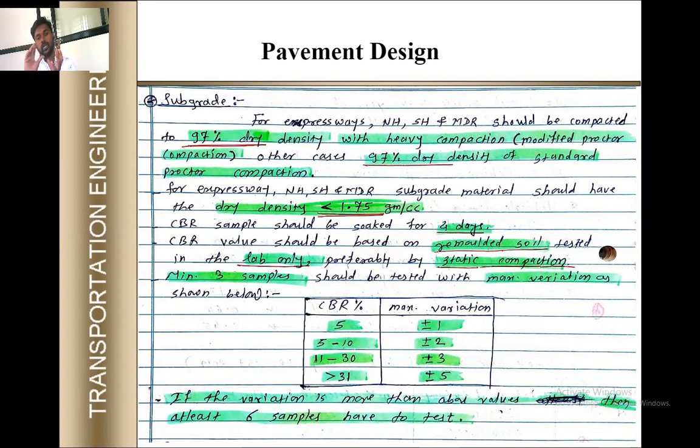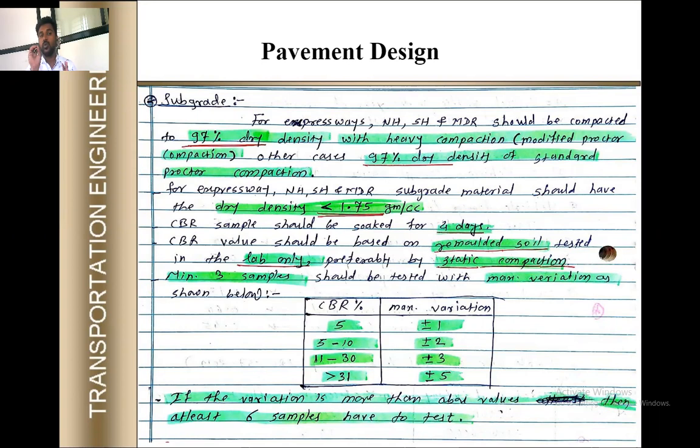We have to perform the CBR test in the lab by static compaction on the remolded soil. Then we have to soak this sample for 4 days and achieve a dry density of less than 1.75. After that, we need to calculate the CBR percentage. We have also seen how to perform the CBR test.